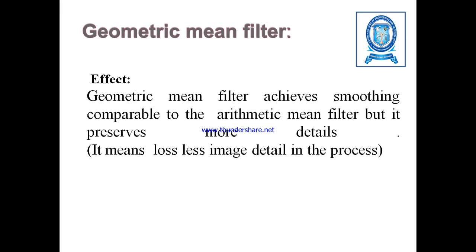Next is the geometric mean filter. Compared with the arithmetic mean filter, where some data may be lost in the image being processed, in the geometric mean filter the data is not lost. Each restored pixel is given by the product of the pixels in the subimage raised to the power of 1 by mn, and the geometric filter achieves smoothing comparable to the arithmetic mean filter. So it can also be called a lossless image process.